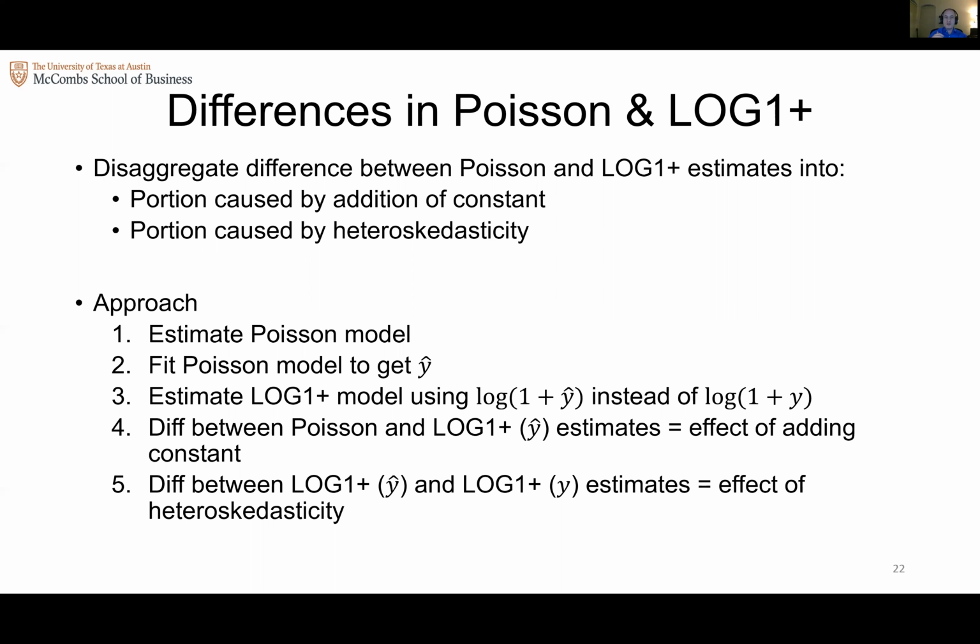And then we're going to attribute any remaining difference to the effect of heteroskedasticity. In other words, as we look at the difference between the regression using the log of 1 plus the fitted value and the OLS regression using the log of 1 plus the actual values of y, the difference between those two we're going to attribute to heteroskedasticity. And again, those are the only two things that should be causing a discrepancy, as far as we can tell, between the two sets of estimates.